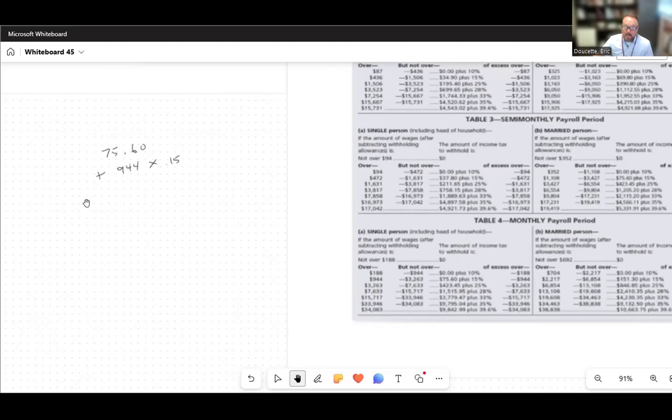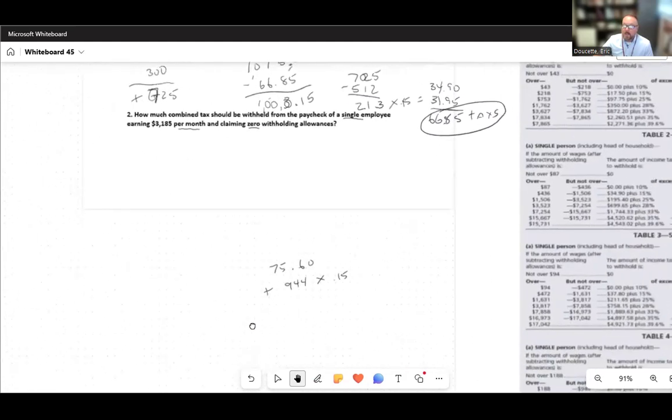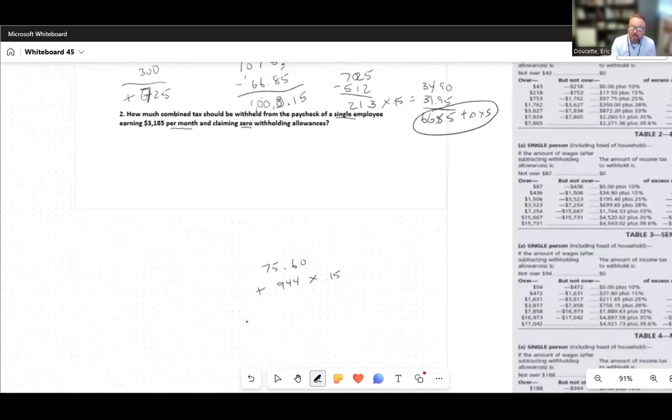All right. So again, if my paycheck was, let's do this, 3,185, I can subtract the 944 because I have to pay taxes on everything above that. So I have to pay taxes on 2,241 times 15%. If I use my calculator here, 2,241 times 0.15 equals $336.15.